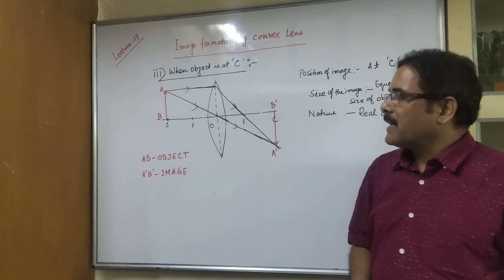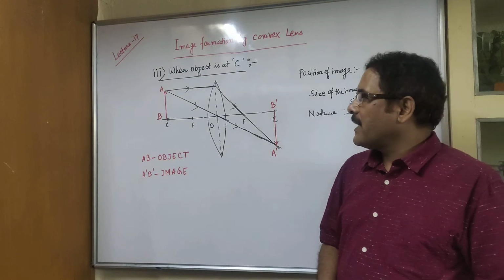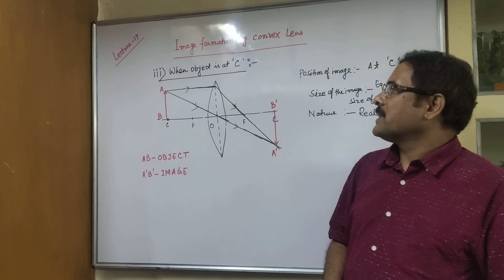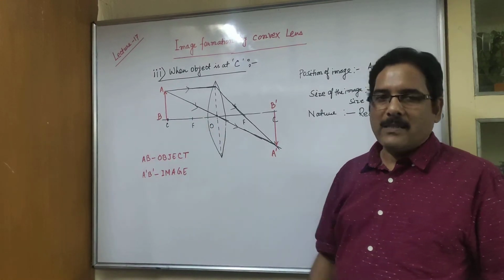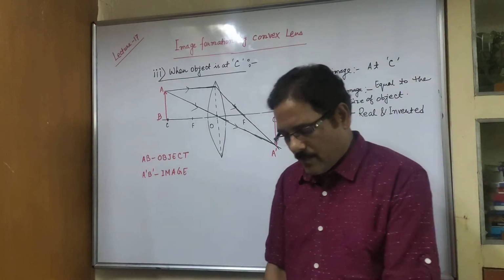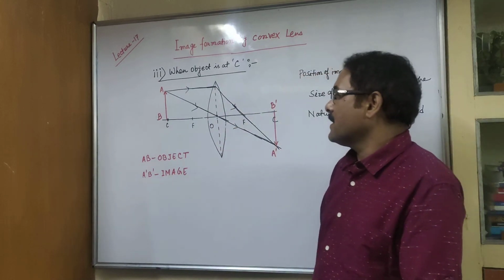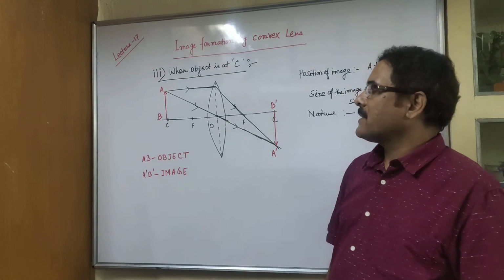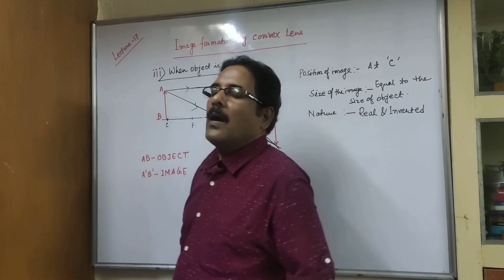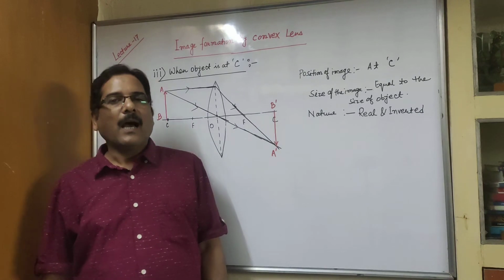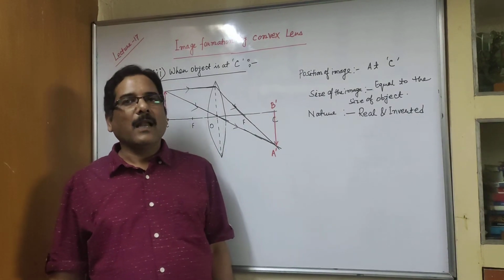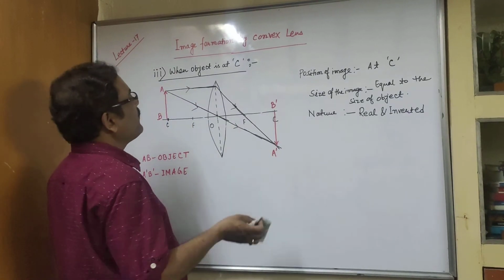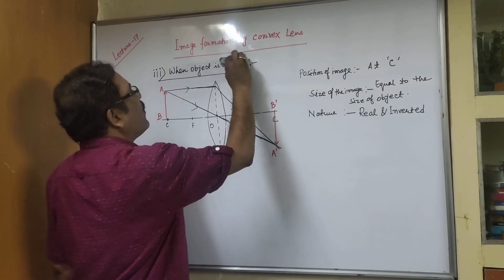Now in the next case, you will shift the object between C and F. That is the fourth case, when the object is between C and F. The fifth case is when the object is at F, and the last case is when the object is between the optical center and the principal focus of the lens. So for the rest of the two cases, between C and F and between O and F, you must practice, you must learn the rule and try to draw the ray diagrams.